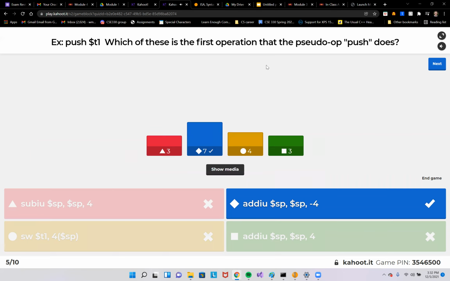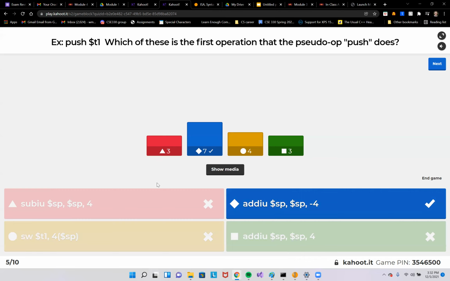Okay, so this is like we were talking about earlier with pop. It always increments or decrements the stack pointer first, and then after it does that, it does the store word. We're doing store word in this case because it's push, so we're putting a value into the memory.